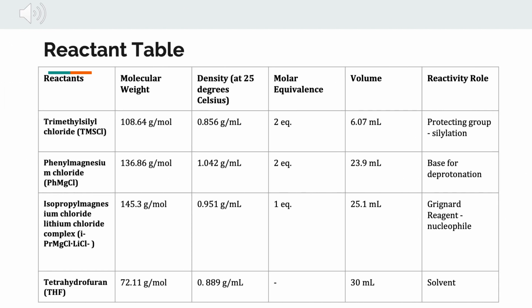This is a table of the reactants used in this synthesis. They are listed in order of their addition in the reaction, along with important values in each substance's reactivity role. The trimethylsilyl chloride is used to create the protecting group on the amine through silylation. The first Grignard reagent, phenylmagnesium chloride, acts as a base to pull protons. The Grignard reagent lithium chloride complex is used as the reaction nucleophile. THF is the solvent in which this reaction occurs.